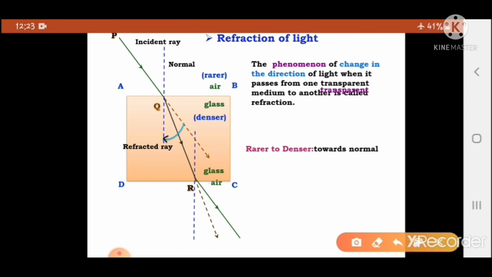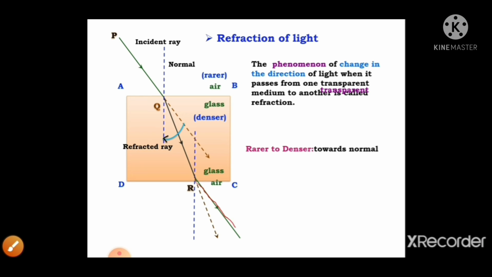See, what is our imagination, that the light will travel in a straight line. We think the light will travel like this, but actually it does not happen. Actually the light travels in a different manner. Light travels in this way, you can see here, right? So this is how the light travels.